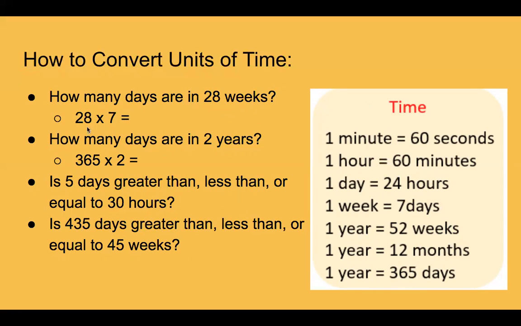So go ahead and try 28 times 7. You can do partial products, 7 times 8, and then 7 times 20, and add the parts together. That would probably be your best bet. You can pause the video and try it out. 28 times 7.